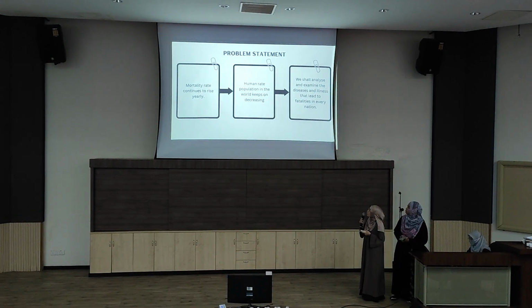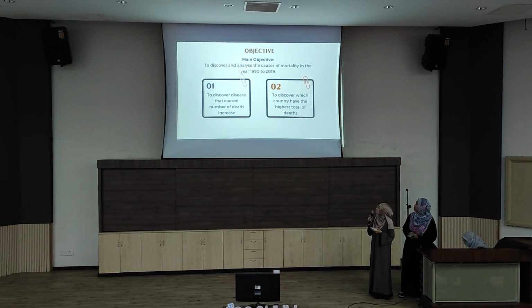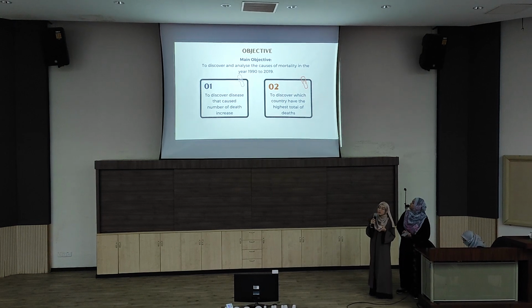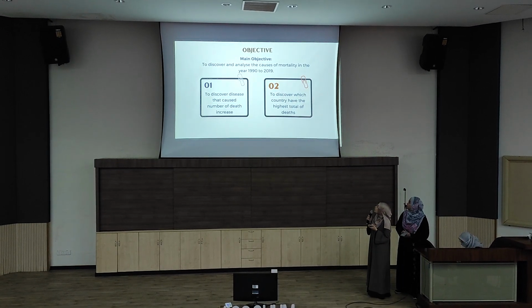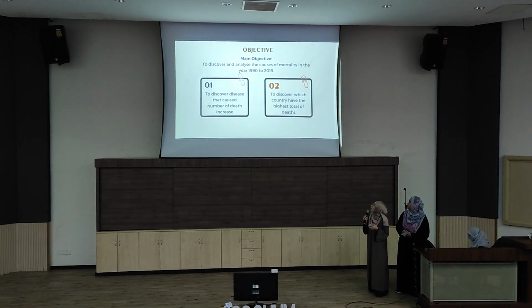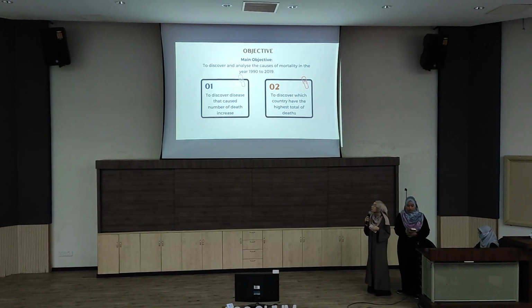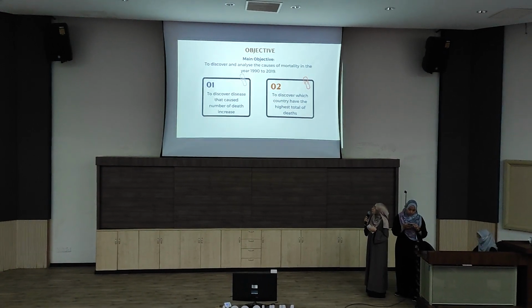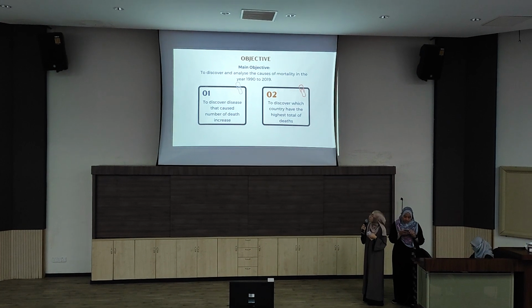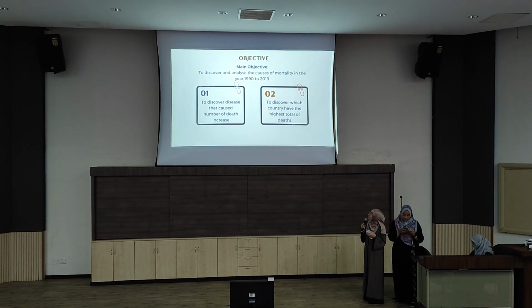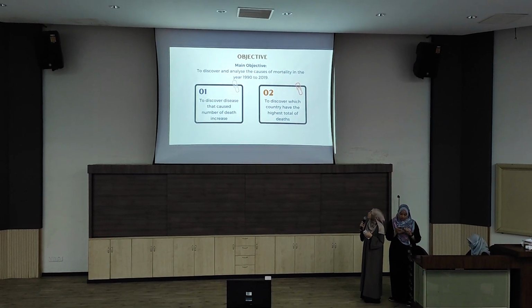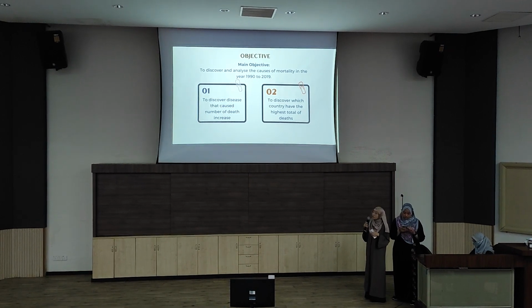Then we move to the objective of this study. The main objective is to discover and analyze the causes of mortality from 1990 to 2019. The first objective is to discover diseases that cause the number of deaths to increase. And the second is to discover which country has the highest total of deaths.